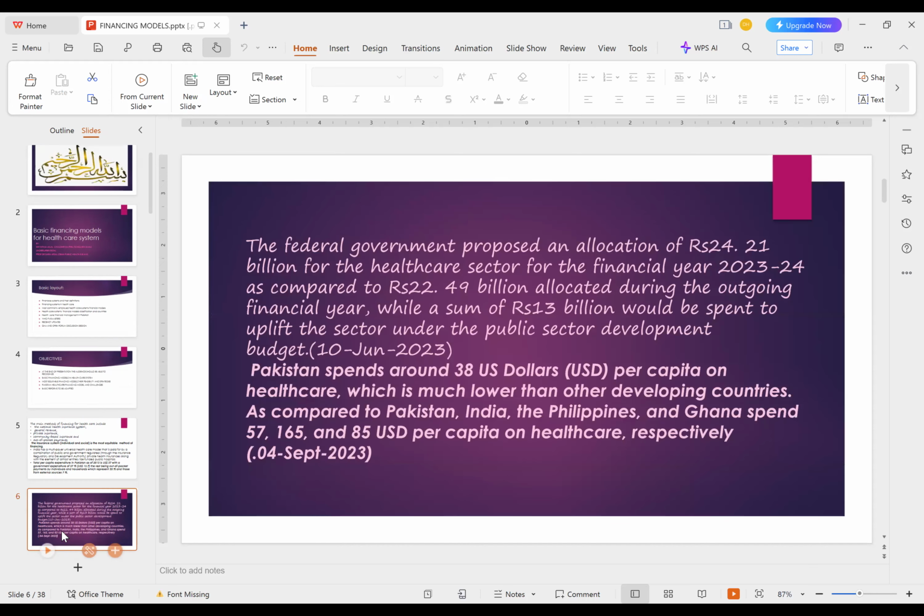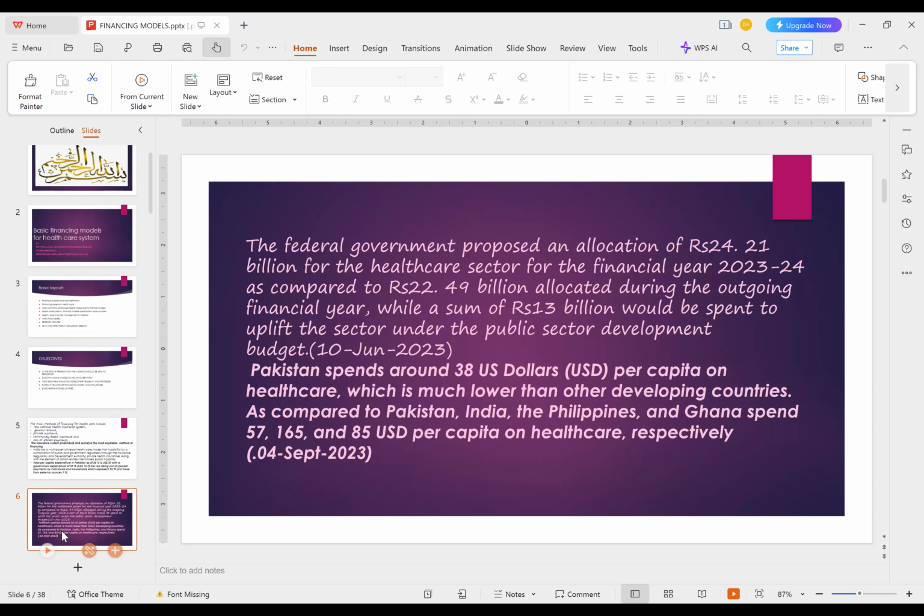The federal government proposed an allocation of rupees 34.21 billion for the healthcare sector for the financial year 2023 to 24 as compared to rupees 22.49 billion allocated during the outgoing financial year. While a sum of rupees 13 billion would be spent to uplift the sector under the public sector development budget.